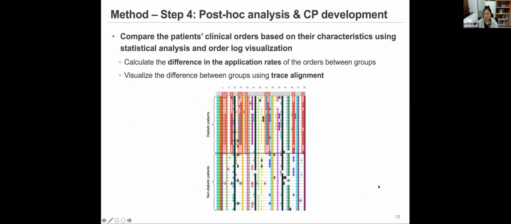In the last step, with the features that affect KPIs, post-hoc analysis and CP development is conducted. In the post-hoc analysis, considering the features, differences in orders between groups are investigated. First, the difference in the application rates of each order is calculated for each group. Second, to visualize the differences, we apply trace alignment. The visualization can highlight the differences in an effective way.